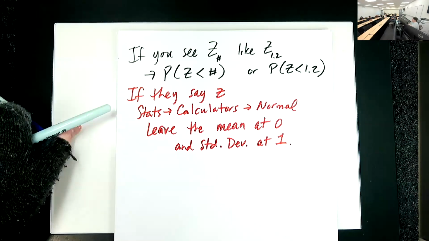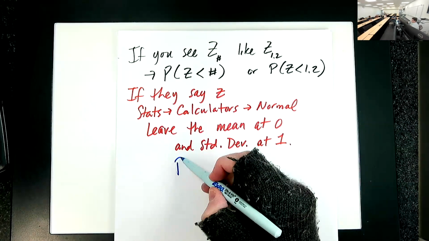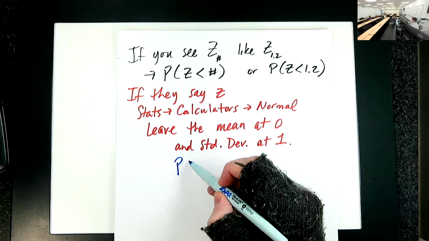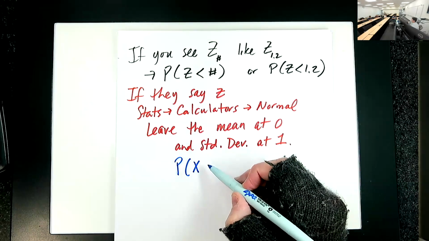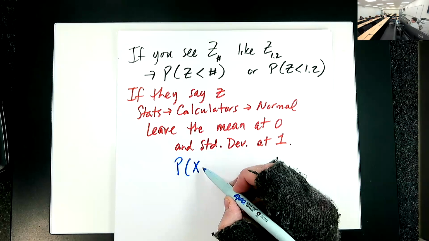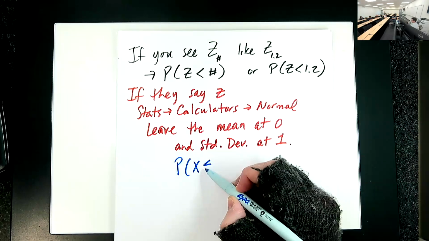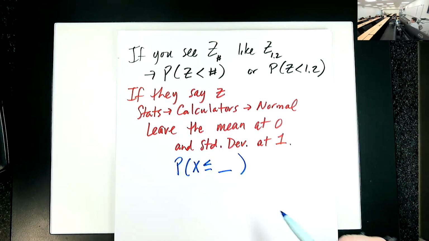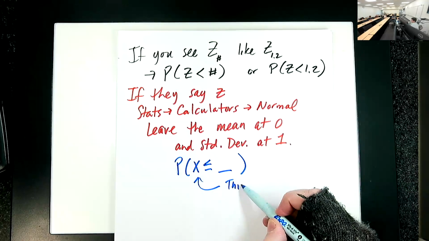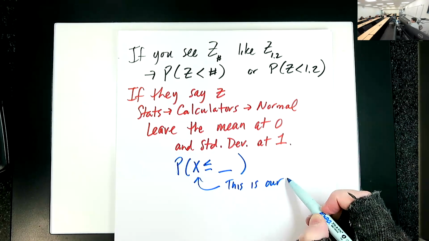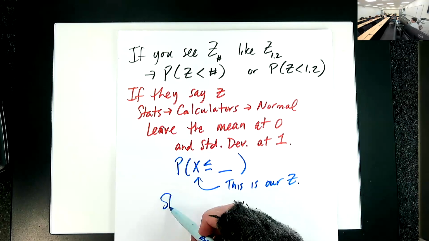So then all you have to do at that point is it will say X. It means Z. And for the standard calculator in StatCrunch, it's still going to say X is less than or equal to something. This is our Z. StatCrunch doesn't change it for this.